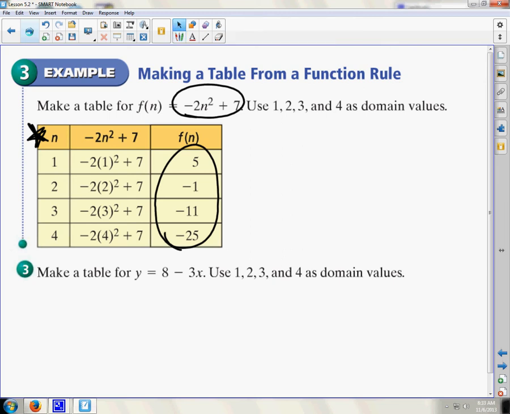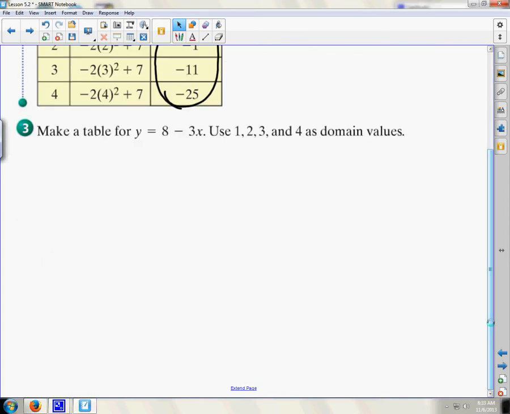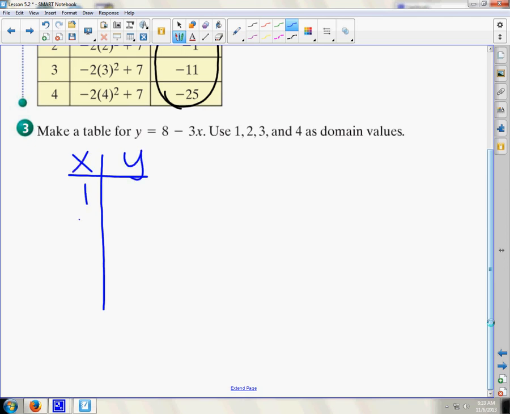So try this. Make a table for y equals 8 minus 3x using 1, 2, 3, and 4 as domain values. So I'm going to make a table, x and y. X is 1, 2, 3, and 4. And then I'm going to plug them in. So 8 minus 3 times 1. 8 minus 3 is 5.